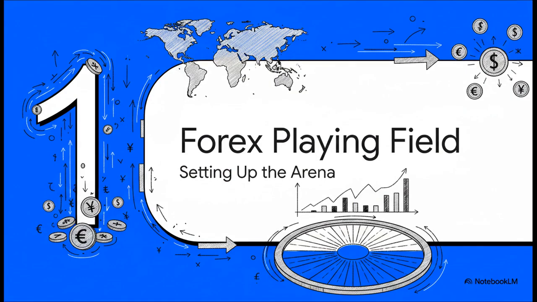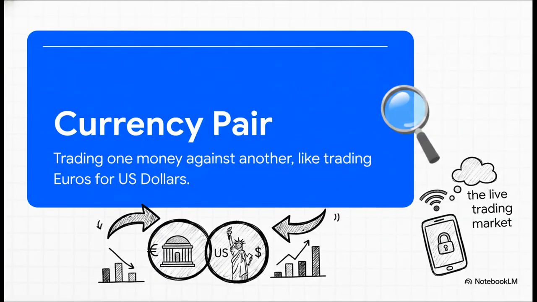Setting up the arena. So, first up, a currency pair. This literally just means trading one type of money for another. For example, EUR/USD. That's just a shorthand way of saying you're trading euros for US dollars. Simple, right? Now, to actually make that trade, you're going to need a broker. Think of the broker as your personal gatekeeper app. It connects your phone or computer straight into the live market.